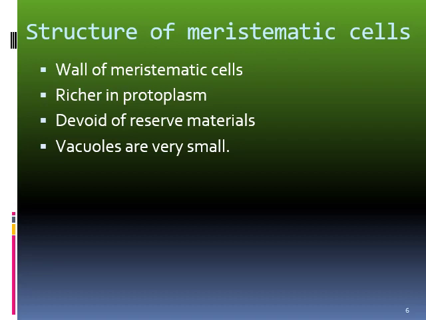The next we have the richer in protoplasm. Meristematic cells are relatively richer in protoplasm. They're usually more isodiametric in shape than mature tissues. The next we have their protoplasm is devoid of reserved material and the plastids are in the proplastid stage.